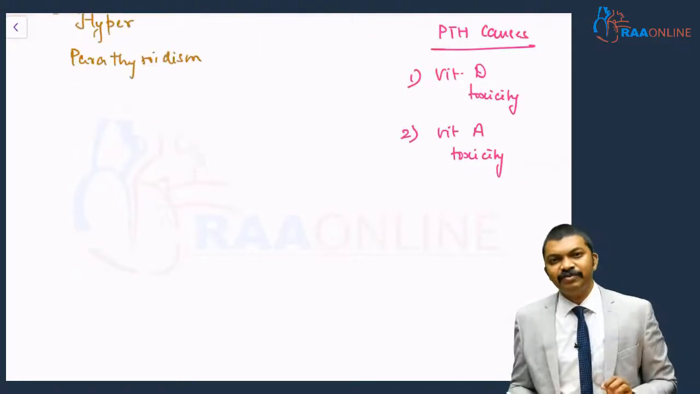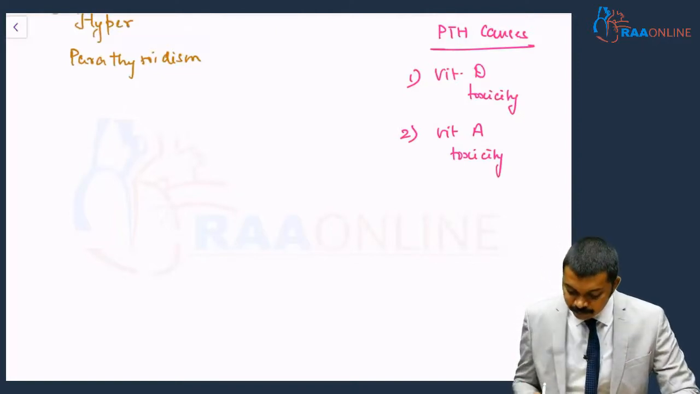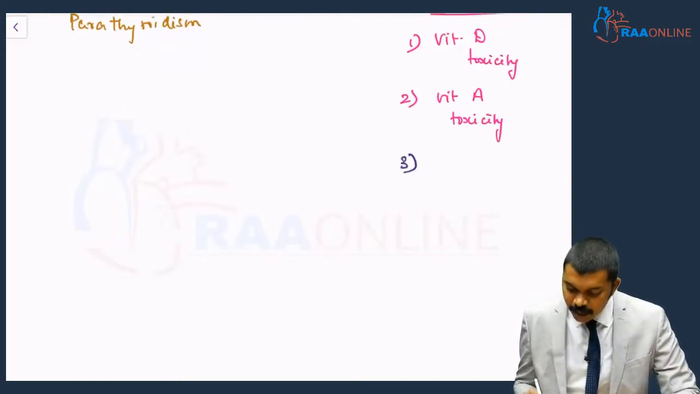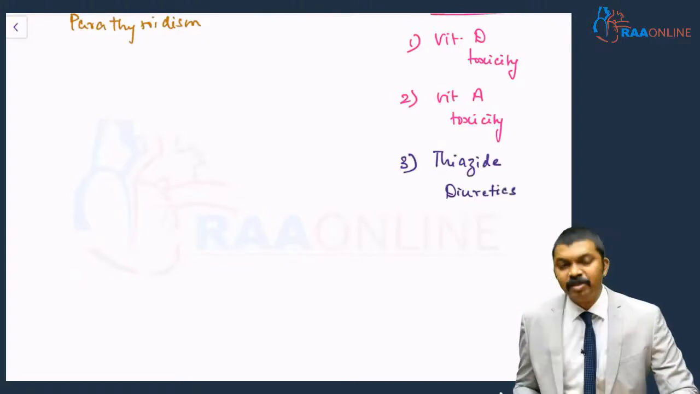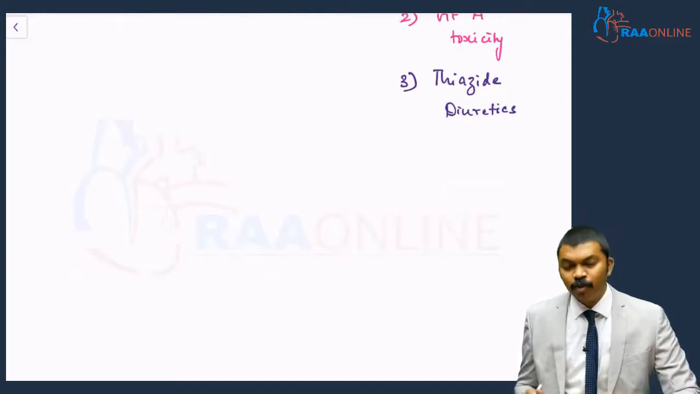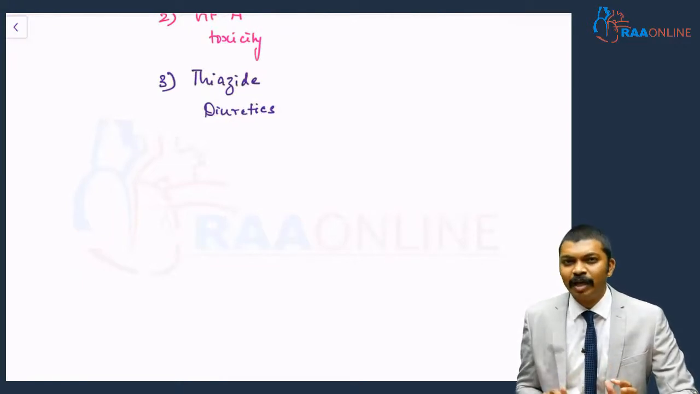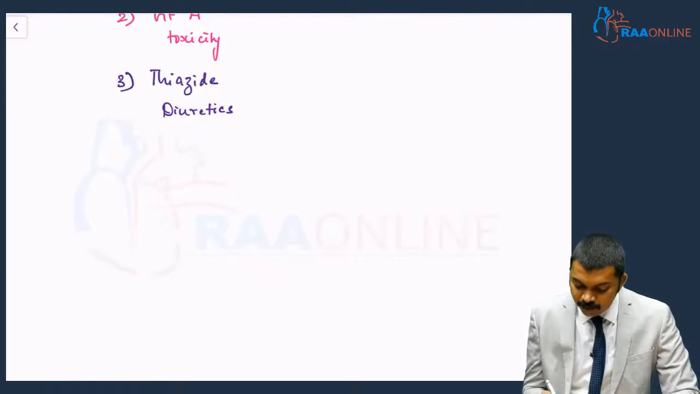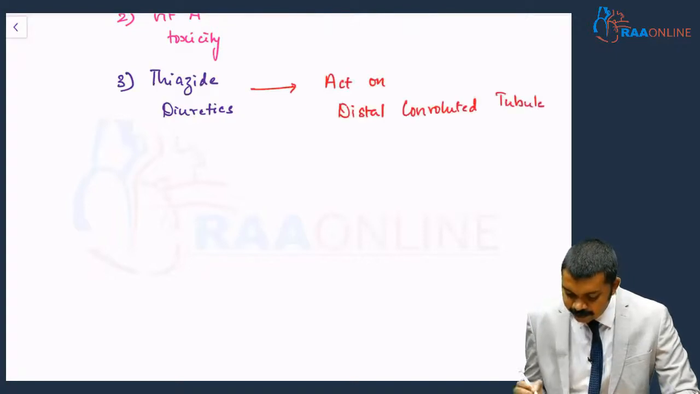Now, as a first MBBS student, you can't afford to miss this one point: hypercalcemia seen with thiazide diuretics. Before we move on to the next topic, let us take thiazide diuretics in detail and see how this is going to cause hypercalcemia. Now friends, thiazide diuretics are going to act on the distal convoluted tubule.